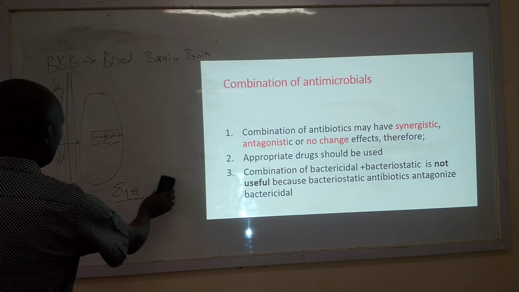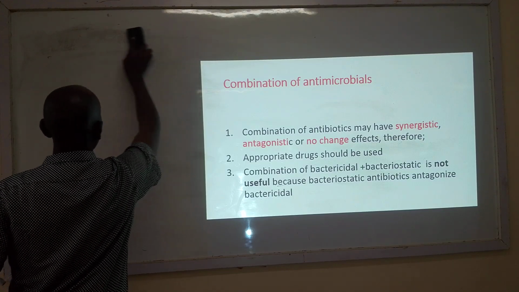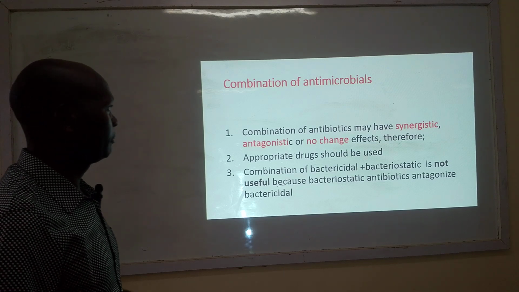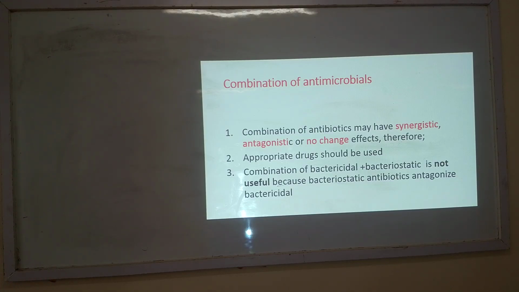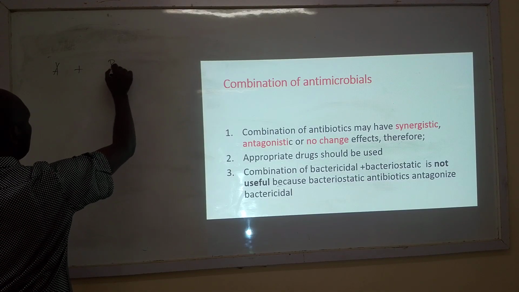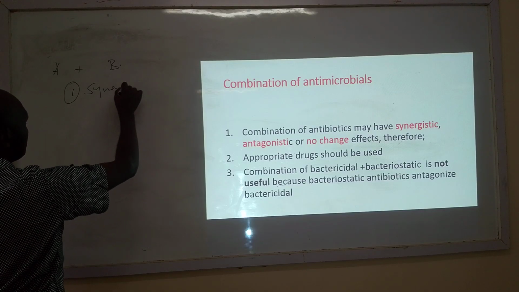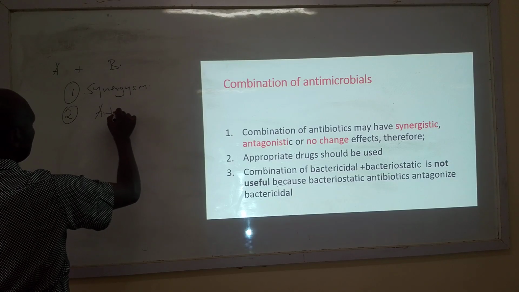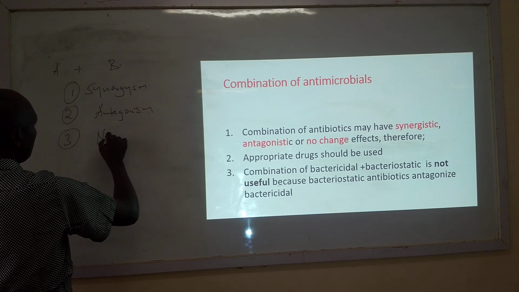So how do we make combinations of drugs when we want to treat infections? We said we have three possible outcomes. That is synergy, we can also get antagonism, or no change. So when you combine drug A plus drug B, then there are three outcomes. One, you can get synergism, and number two, you can get antagonism. Number three, you can have no change at all.